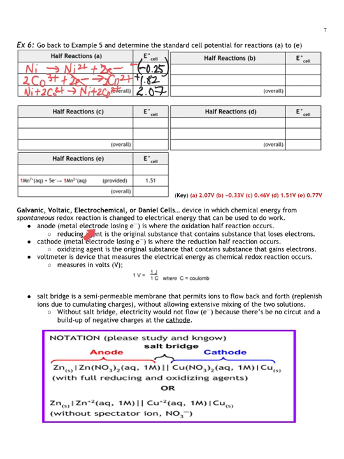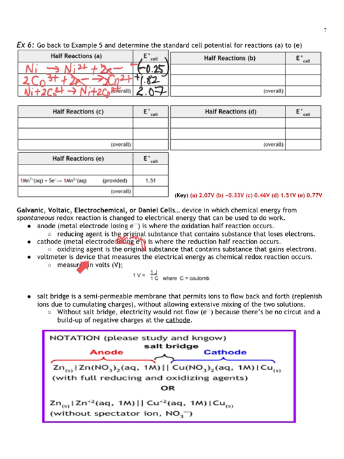The anode is where the oxidation half reaction occurs, and that's the metal electrode that's losing electrons. The cathode is the metal electrode where you're gaining electrons. So there's a mistake here, it should be gaining electrons. And that's where the reduction half reaction occurs.